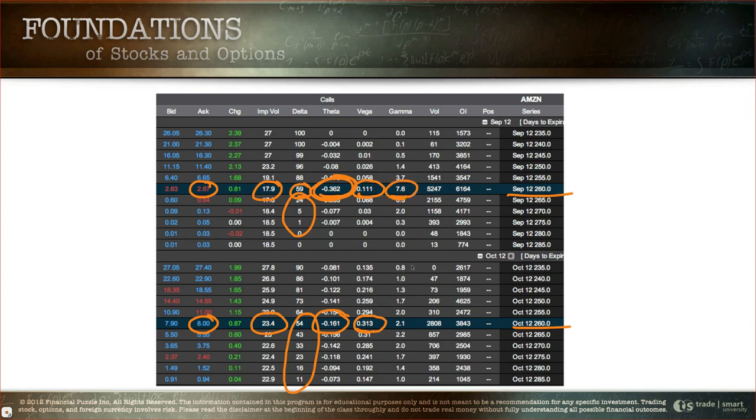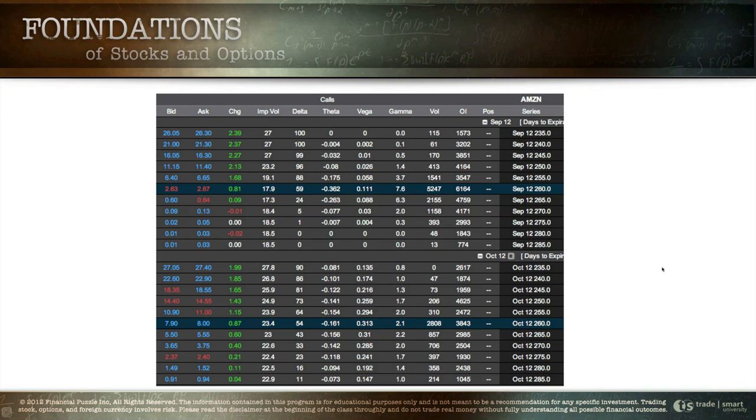Gamma, the move of the delta. Delta will increase by 7.6 with a $1 move. So that delta will go from 59, it'll go up 7.6 points versus 2.1. In other words, the gamma is much higher at the money at expiration. It smooths out the further we get from expiration. You guys see that? All right.